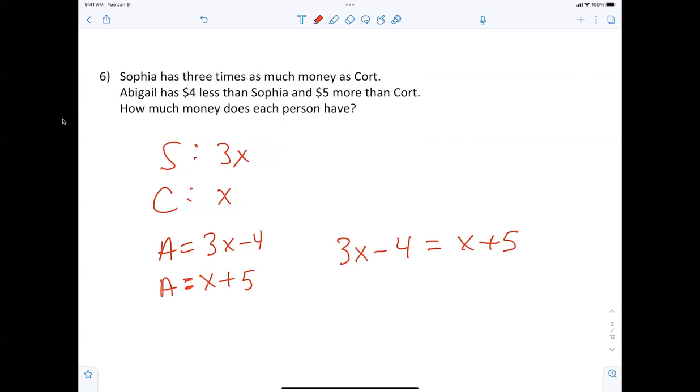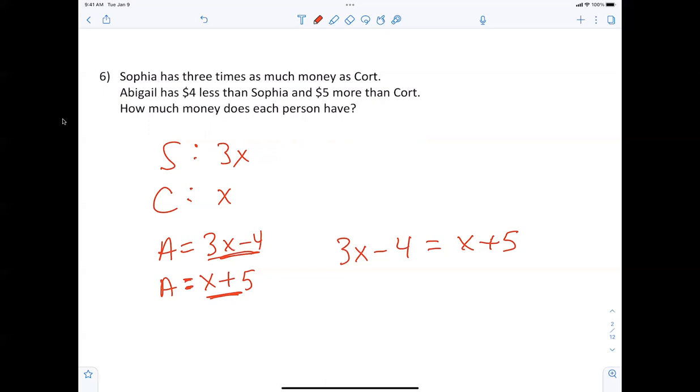Is that pretty good, guys? That was a hard one too, right? Does everybody understand that was kind of hard? Because you have to understand Abigail's money doesn't change. It's just being compared to different people. Do we agree with that? Okay, now listen.